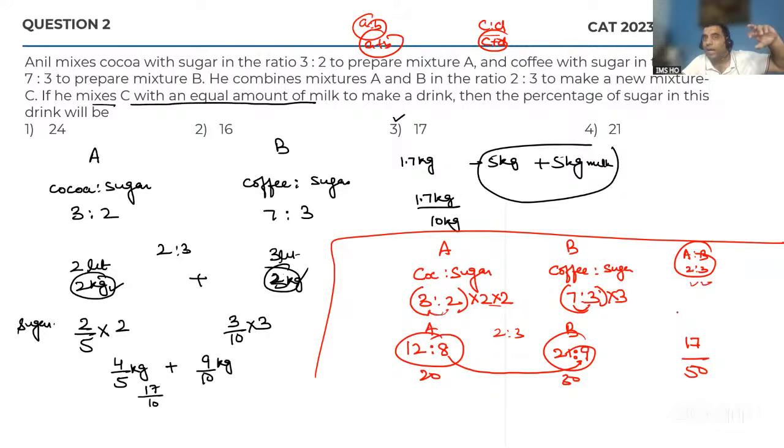And what is the total weight? I'm adding the same amount of milk into this. If earlier it was 50, now again it is 50. So now the total volume will become 100. Whatever the unit, I'm not worrying about that. Total volume is 100. Out of those 100, we've got 17 sugar. So 17 out of 100 is nothing but 17%, and hence my answer.